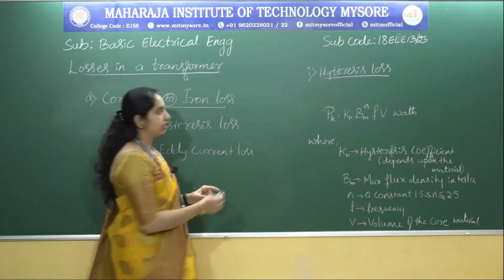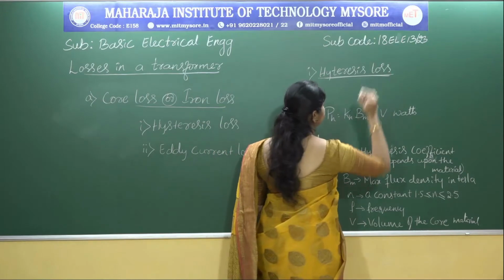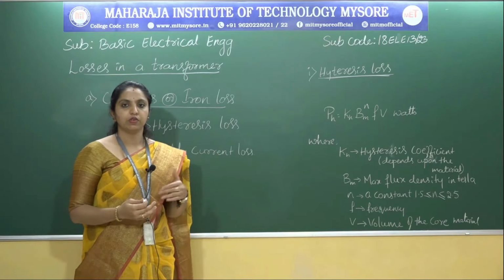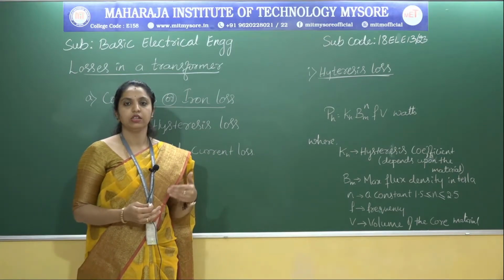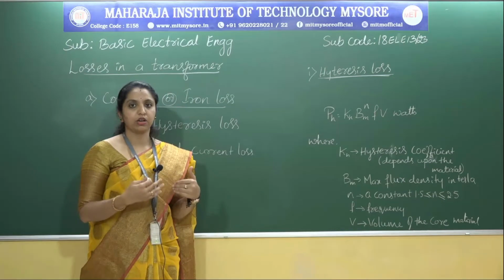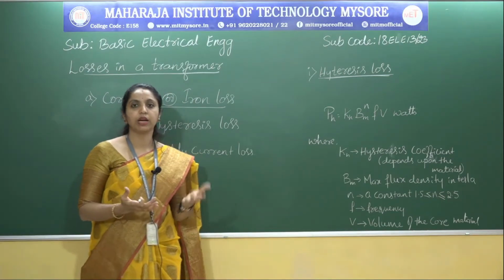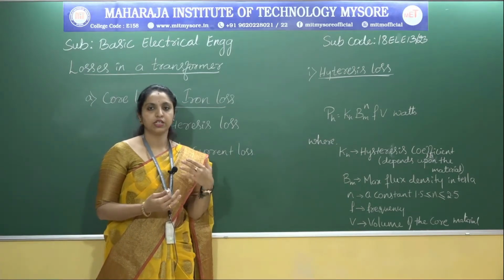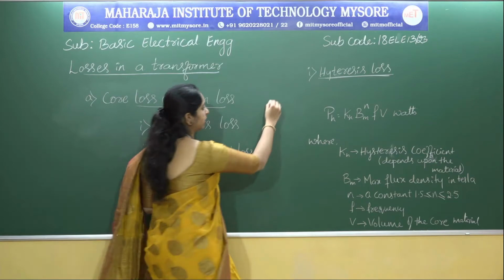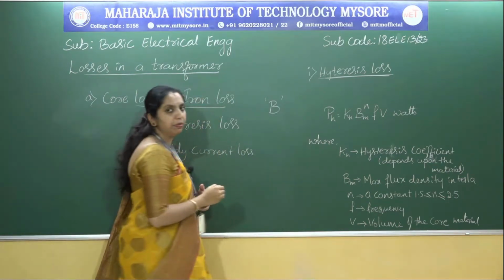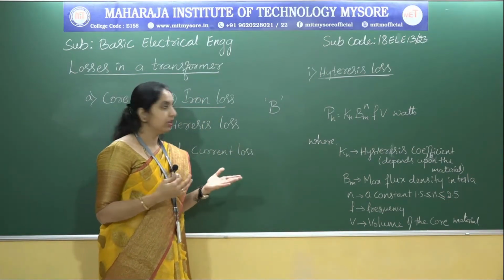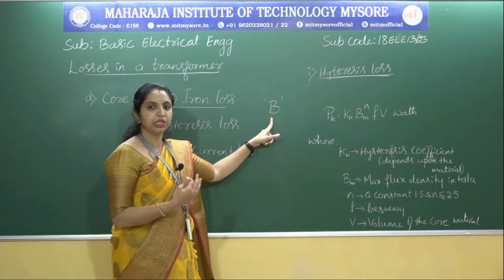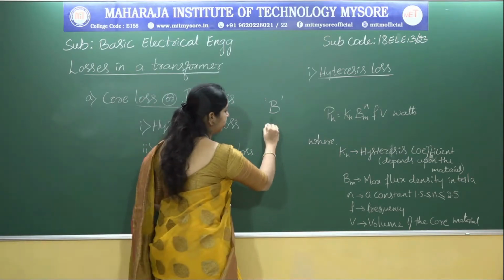So what is this hysteresis loss? Hysteresis loss means when the alternating current flows through the winding, the magnetic core undergoes a cyclic process of magnetism and demagnetism. Due to this, there is a tendency of the flux density, which we denote as B, to lag behind the field strength H.